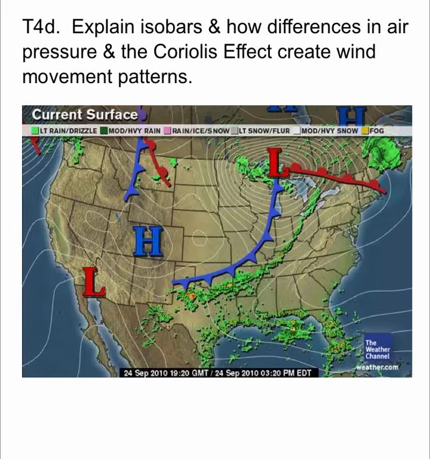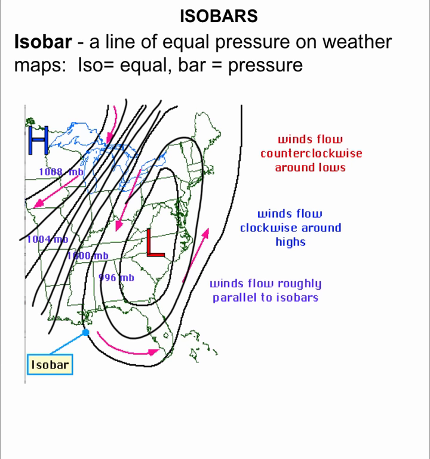All right, well, here's target 4D, and this will help you analyze your weather maps a lot better on your city weather map project. 4D says explain isobars and how differences in air pressure and the Coriolis effect create wind movement patterns. So, I'm going to take you through this. First, we're going to talk about isobars and what an isobar is.